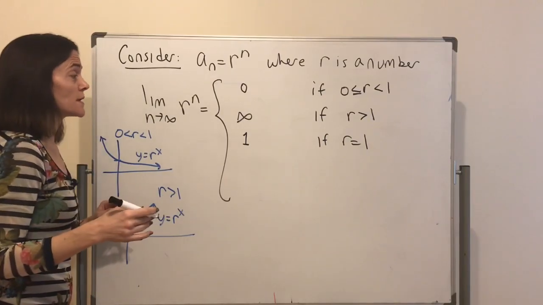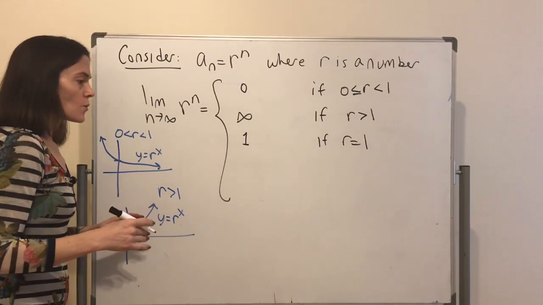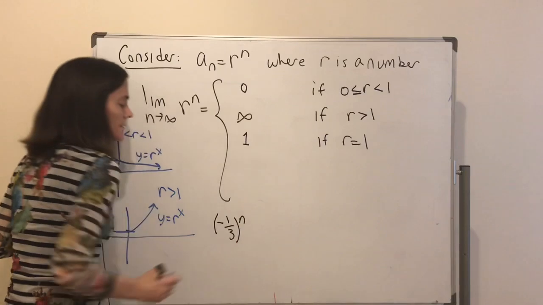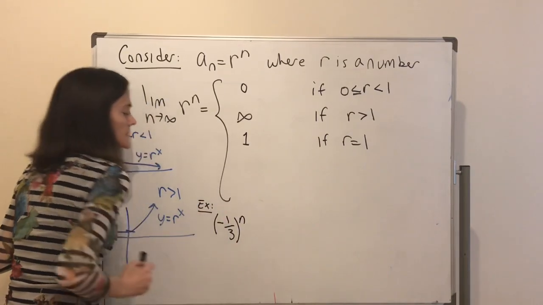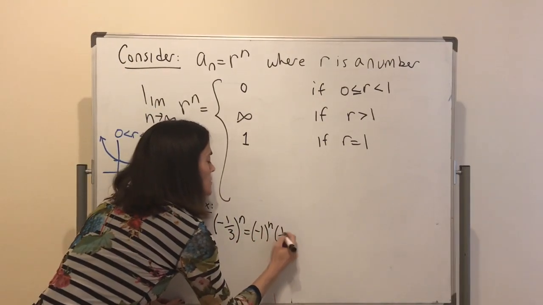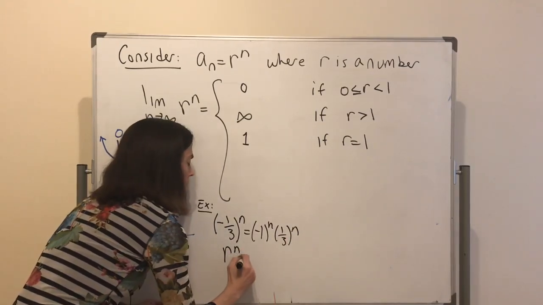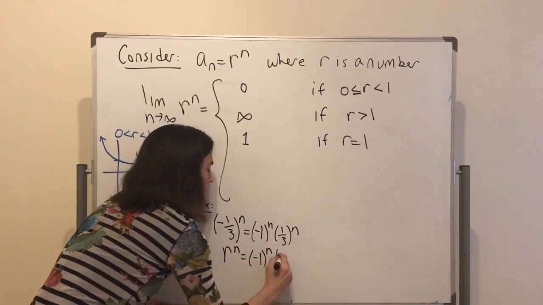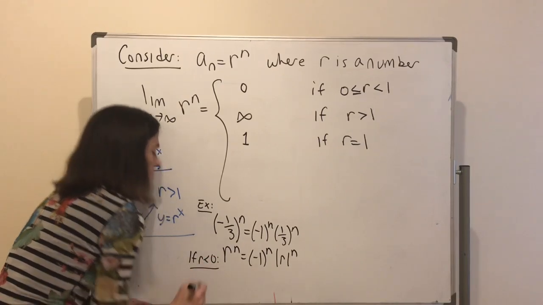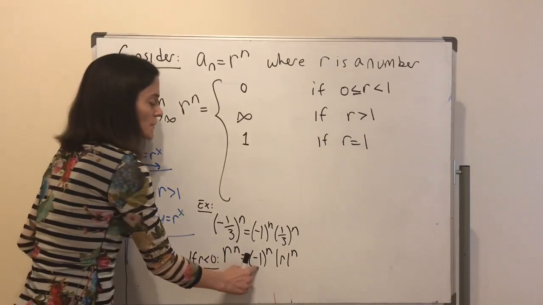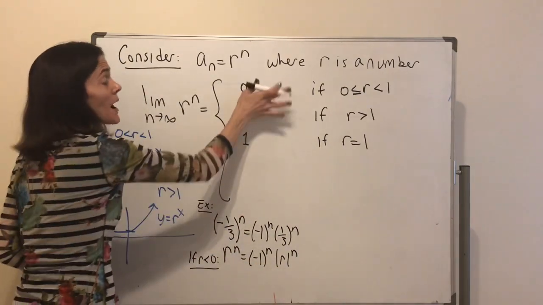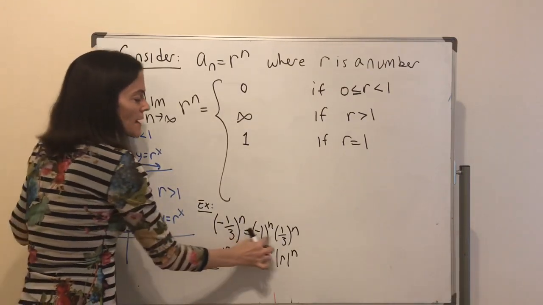Now, we really just needed to treat negative r, which, if you think about it, let's say I had minus 1/3 to the n. Let's just think about this, and then we can fill out our chart. This is minus 1 to the n times 1/3 to the n, r to the n. If r is less than 0, like this, minus 1 to the n times absolute value of r to the n, where we have thought about what happens with positive r.